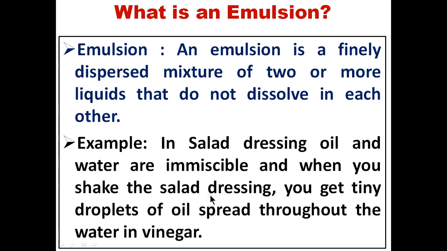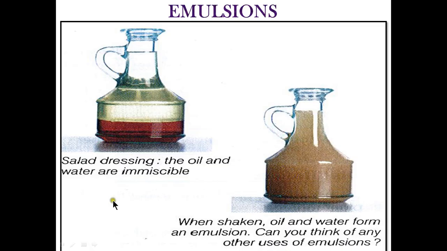This is an example we can see here in this picture, where you find that the oil and water are immiscible in this mixture. In this salad dressing the oil and water are not mixed together, but when you shake them, the oil and water form an emulsion. When they are not mixed with each other, they are immiscible and in two layers, and when they are mixed together you find a mixture of oil and water, which we call an emulsion.